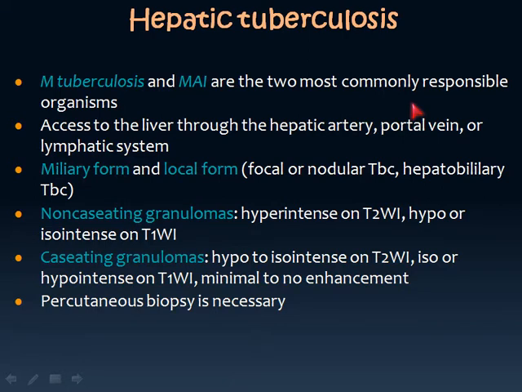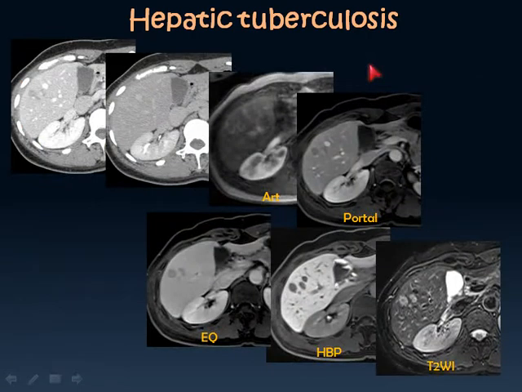Hepatic tuberculosis is often difficult to diagnose because of its non-specific imaging features. It can be divided into miliary form and local form. The signal intensity of the granuloma depends on caseating or non-caseating stage. This is an example of hepatic tuberculosis. The patient had a history of breast cancer.